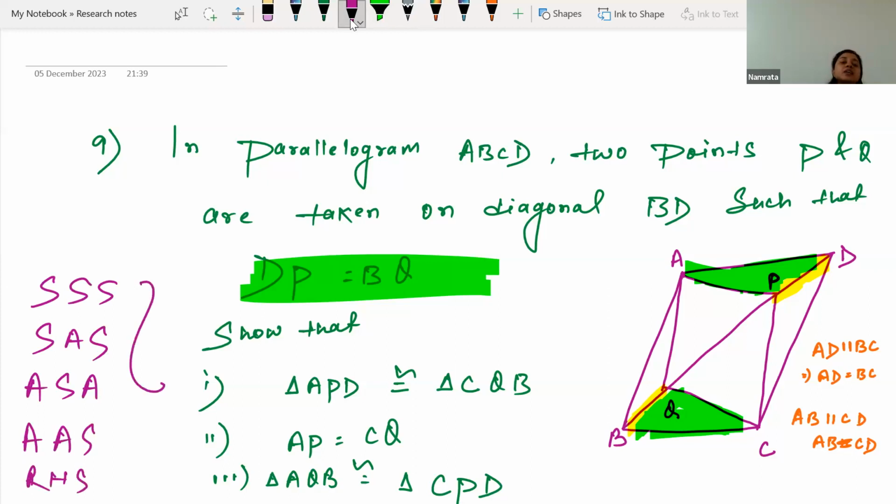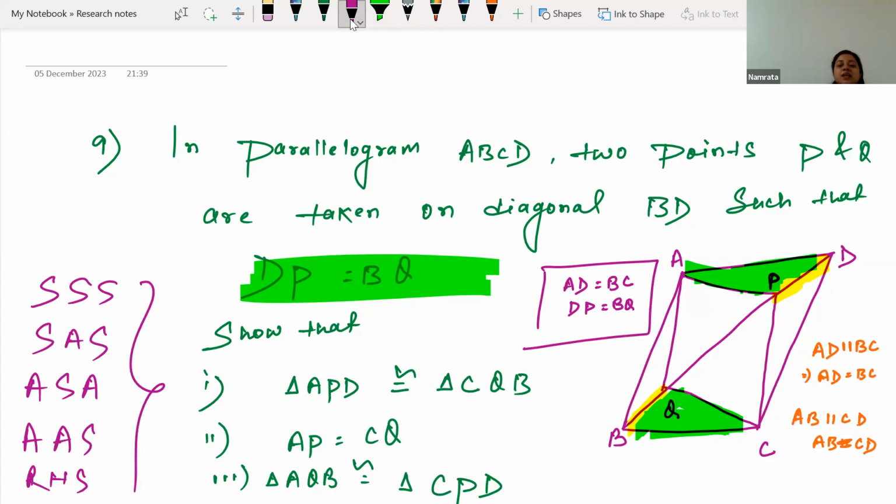So from here any one of the criteria must be followed, then only we can say it's a congruent triangle. So we are having here AD is equal to BC. We also have DP is equal to BQ, that is given in the question itself. Now what else we are having?